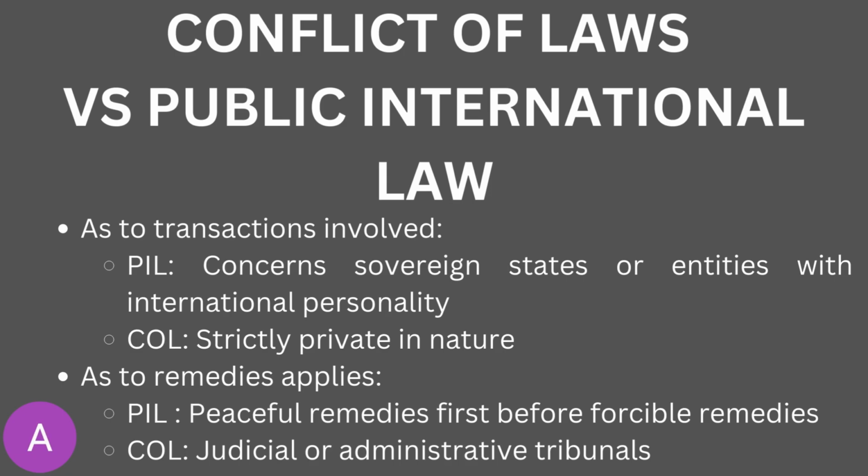As to remedies applied, in a dispute between sovereign states or international entities, or in a case of a violation of international law, the concerned states may first resort to peaceful remedies like diplomatic negotiations, mediation, inquiry and conciliation, arbitration, judicial settlement by international tribunals like the United Nations, and if these remedies fail, the states concerned may resort to forcible remedies like severance of diplomatic relations, retortions, reprisals, embargo, boycott, non-intercourse, pacific blockades, collective measures under the UN Charter, and finally, war. In conflict of laws, recourse is had to judicial or administrative tribunals in accordance with the rules of procedure of the country where they sit.